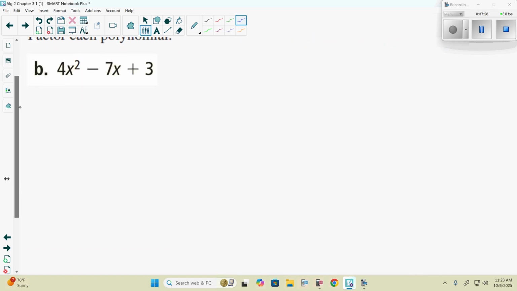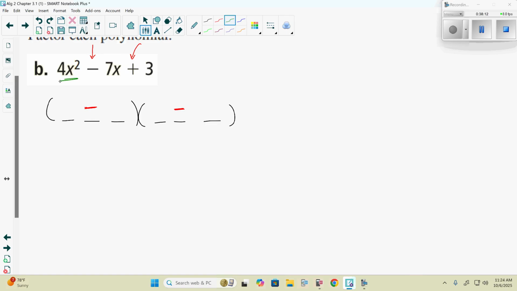4x squared minus 7x plus 3. So the first thing we need to determine, is there a greatest common factor between these 3 terms? Well, no. So that means we can move on to our 2 sets of parentheses with 3 spaces. Now, since the third term is positive, the signs are the same and going to match the sign of the middle term. And the middle term is negative. So we'll have minus and minus.